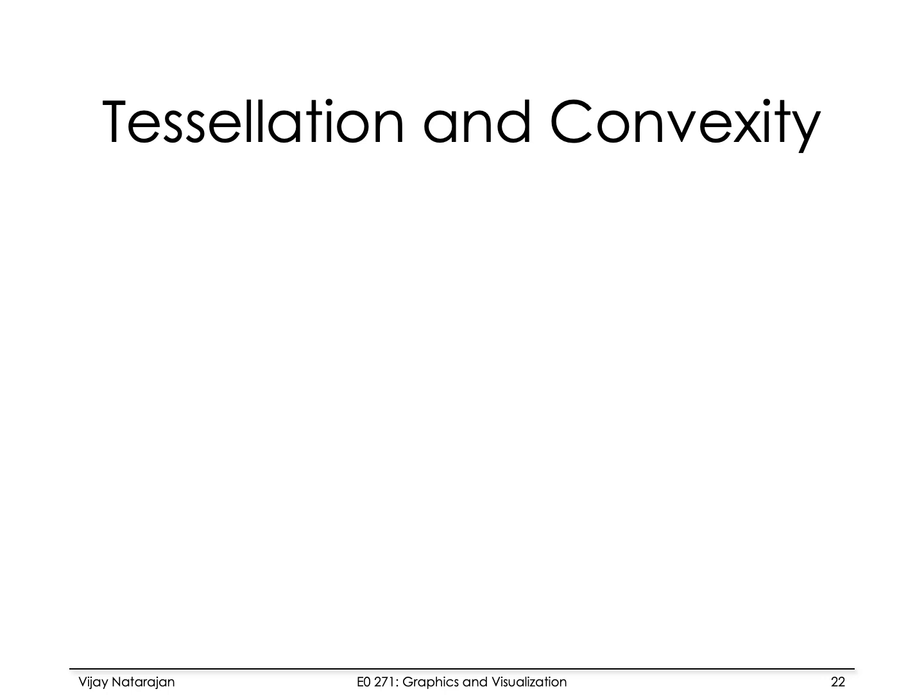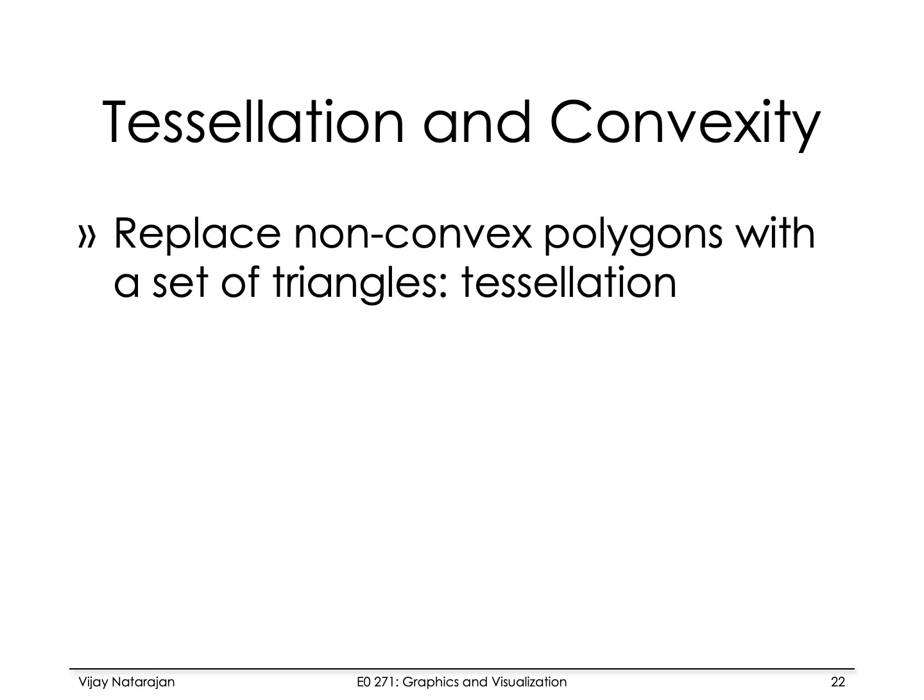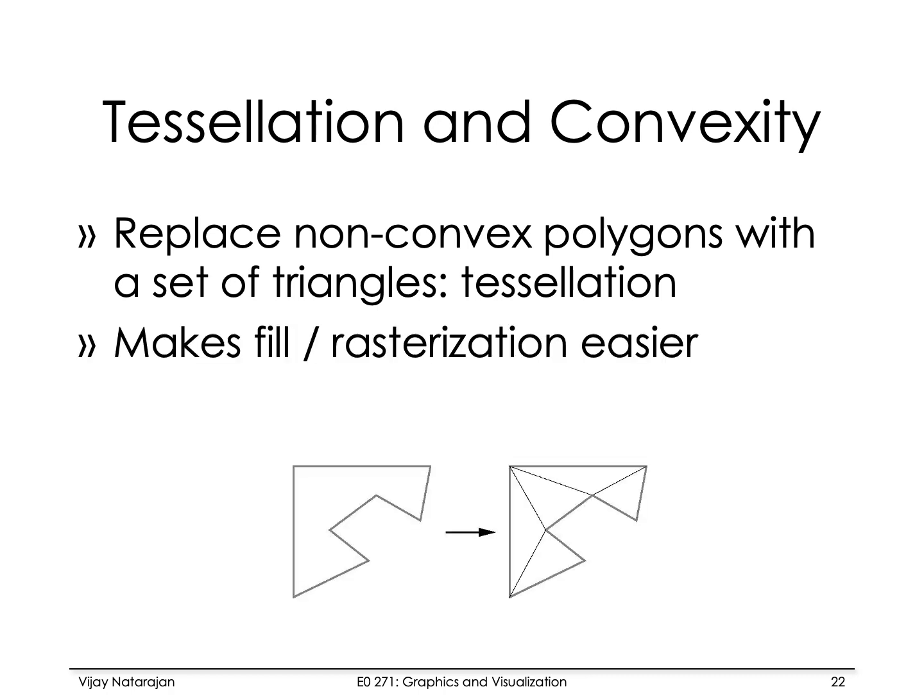So one solution to handle generic polygons is to replace your input non-convex polygons with a collection of triangles. This is what we have done. This is called tessellation. So a tessellation converts a polygon into a bunch of triangles. This simplifies our clipping, as we will see. More importantly, it simplifies the later stages of the pipeline, for example, rasterization.